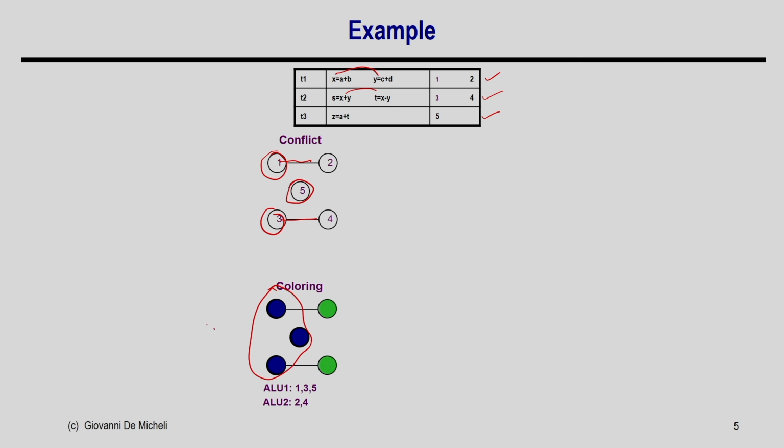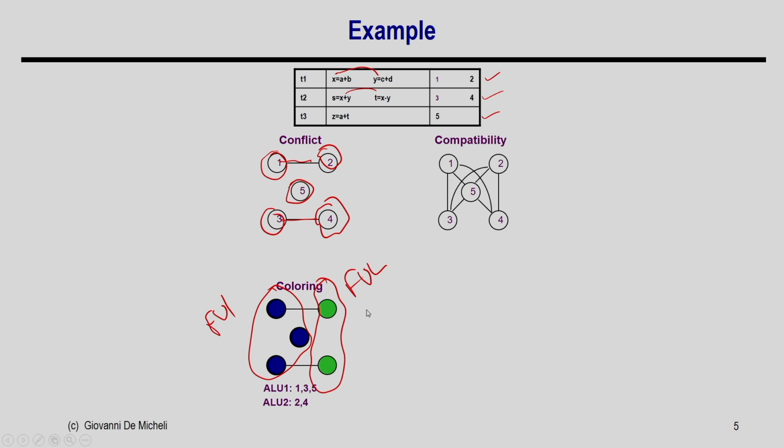So, this is basically my FU1, okay, and I can put the color green on this node and this node, and this is my FU2, right. And then FU1 is going to execute operations 1, 5 and 3, and FU2 is going to execute operations 2 and 4, right. So, this is the graph coloring problem, the reduction of resource allocation and binding to the graph coloring problem.